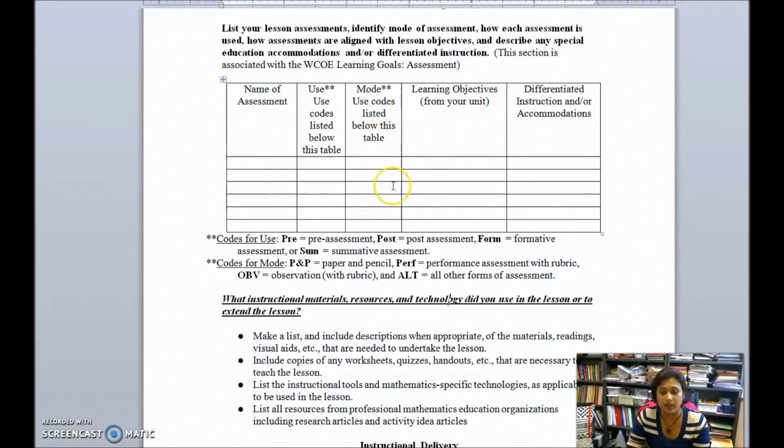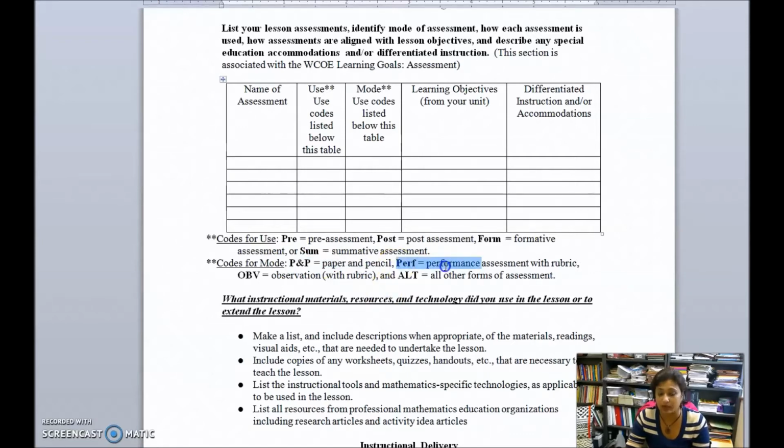Then again, you're going to use the codes for all of these. What is the mode for these assessments? Are they paper-pencil? Are they performance? Are they observation? Are they alternate form? Remember, you cannot have all paper and pencil.